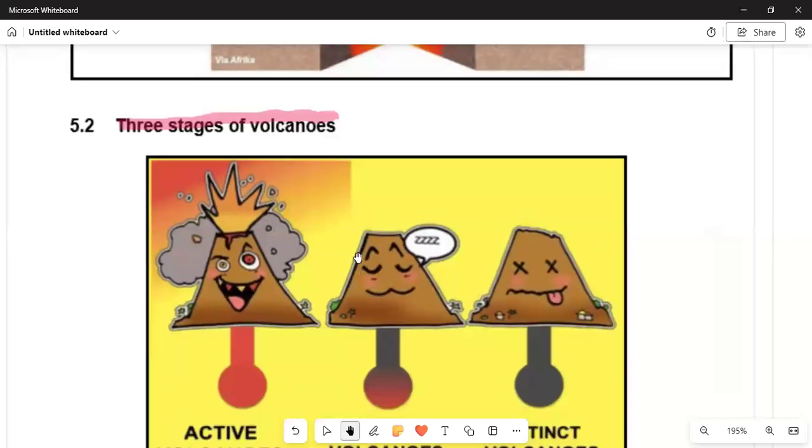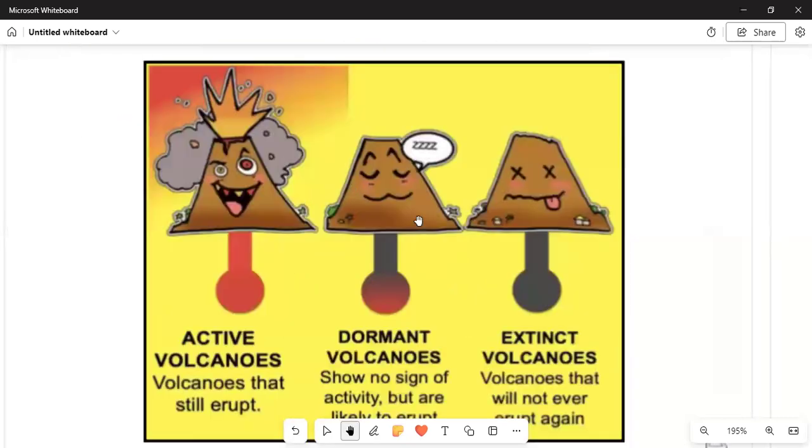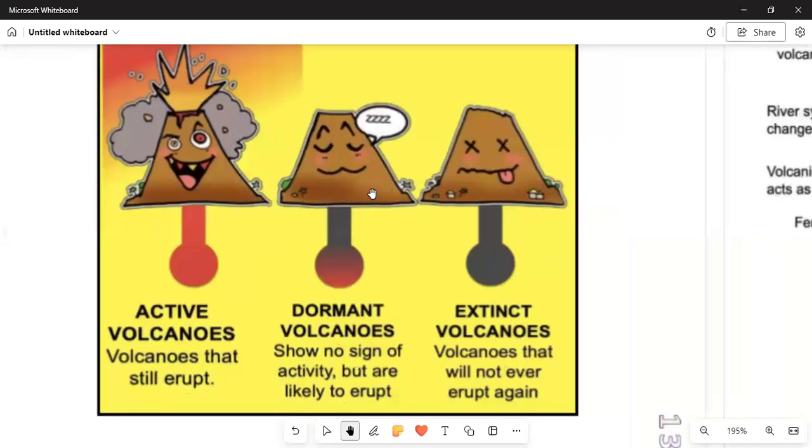And then here we are having the three stages of volcanoes. Number one, volcanoes that still erupt. They are still active. They are more dangerous. Number two, we are having the dormant volcanoes. They show no signs of activity, but they are likely to erupt. Number three, extinct volcanoes that will never erupt again. That is for 6 marks.